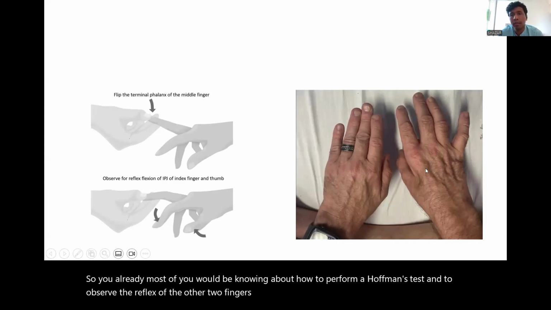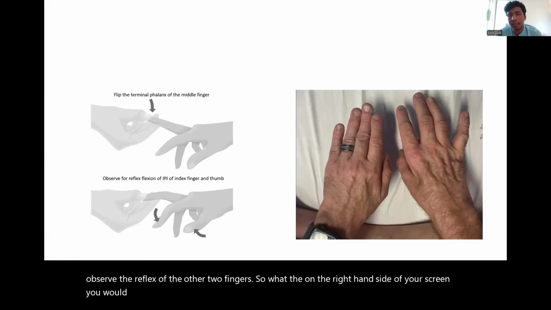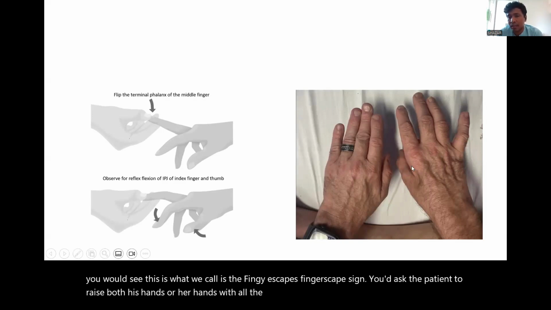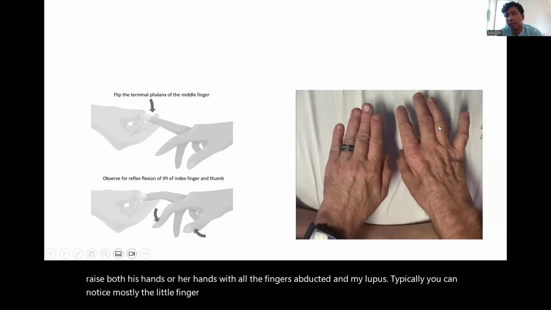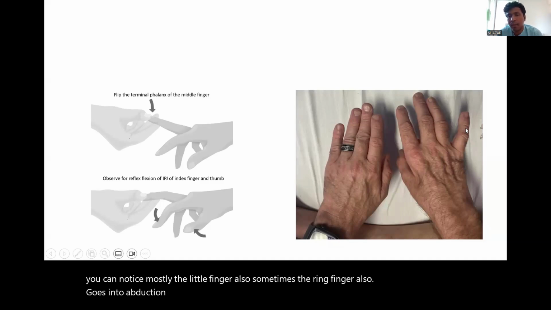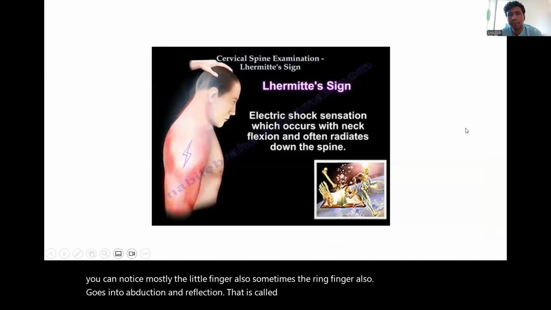On the right-hand side of your screen, you would see what we call the finger escape sign. You would ask the patient to raise both his or her hands with all the fingers adducted. In myelopathies, typically you can notice mostly the little finger, also sometimes the ring finger, goes into abduction and a bit of flexion. That is called the finger escape sign.